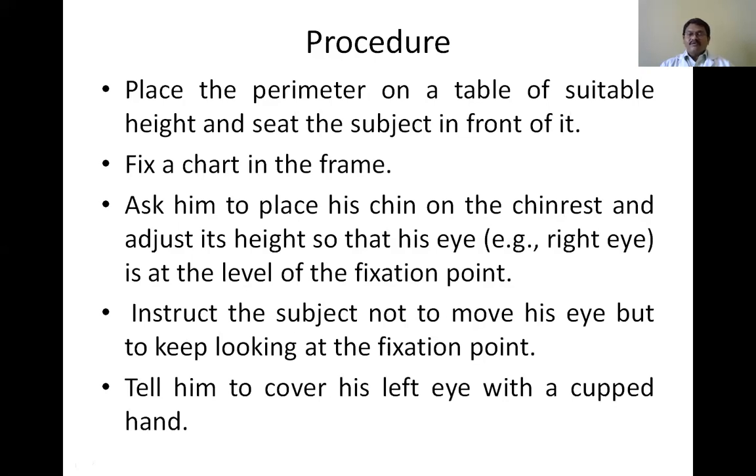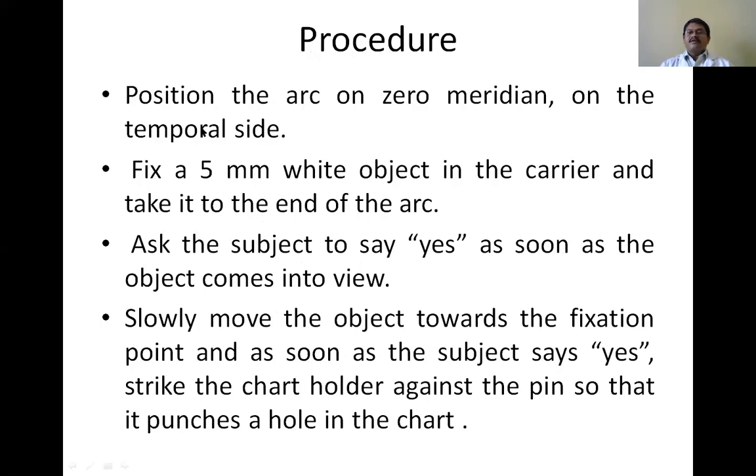Otherwise, if he moves his eye, you don't get the correct field of vision. Then ask the subject to close the other eye with the hand, or you can tie an occluder over the opposite eye. The position of the arc is on the zero meridian on the temporal side. Fix the 5 mm white object on the carrier and take it to the end of the arc. Ask the subject to say yes as soon as he sees the object. Slowly move the object towards the fixation point, and if he says yes, strike the chart holder with the pin so that it marks the chart.